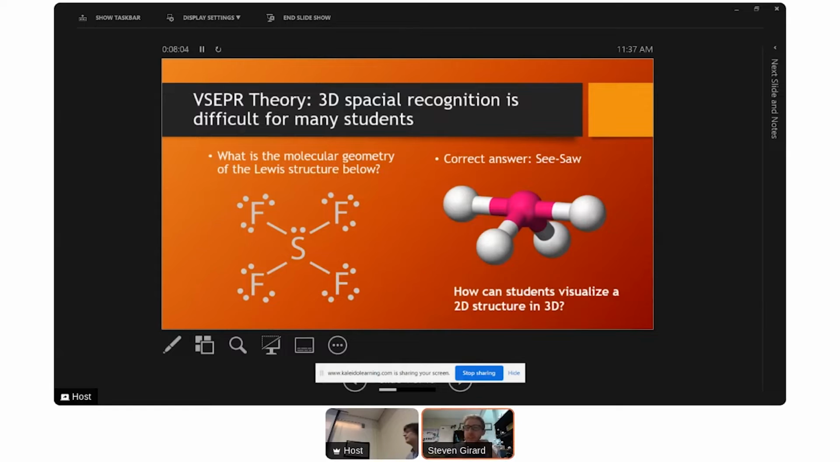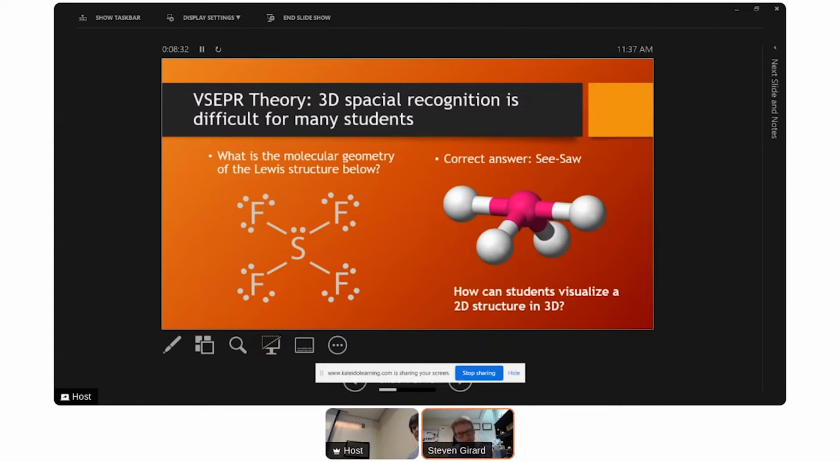So this is a really good example of where this breakdown in learning can occur. This is actually a representation of my very favorite chemical geometry. And on the left-hand side here, we have the correct Lewis dot structure for sulfur tetrafluoride. So that's going to have the composition of SF4.